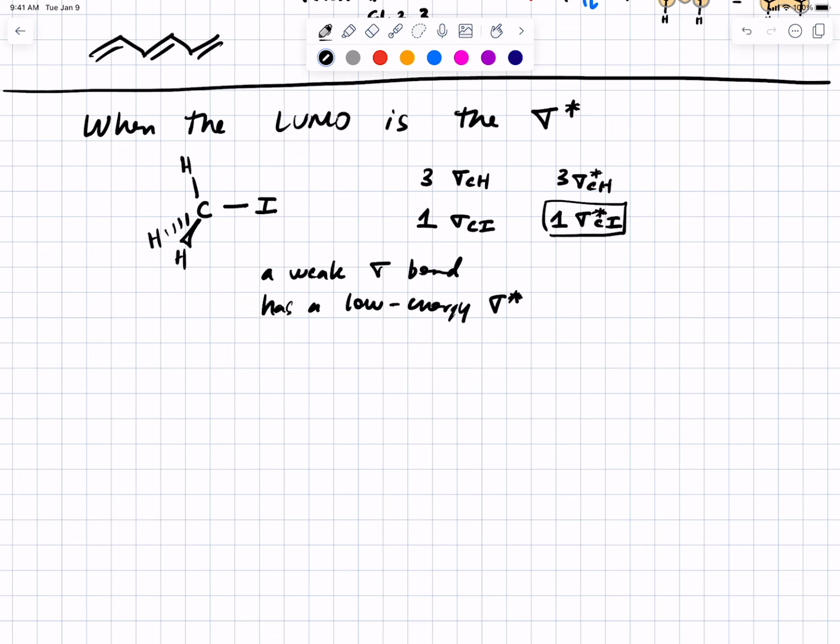The question is, how do I identify weak sigma bonds? And I told you, you could look it up in the table at the back of your book, or online at the end in the appendix. But it would be nice to develop some intuition to recognize weak sigma bonds. So we're going to actually talk about that.